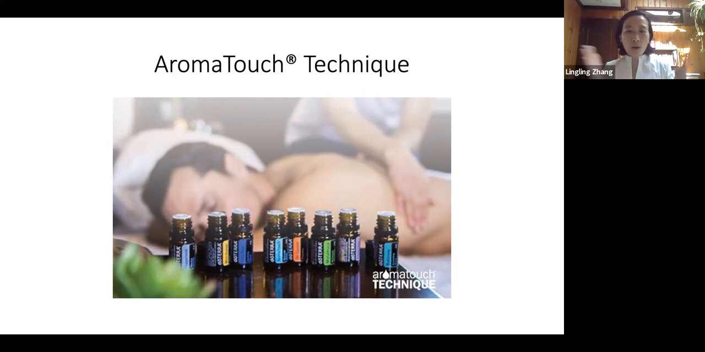This one uses only one set of oils. You can see 8 oils in total, and one set of technique is also the same. But with this one set of oils and one set of technique, you can help anything, because it's a systematic way of helping your health, not targeted just for this problem or that system. AromaTouch technique is overall whole body regulation, so it helps any issues you may have.